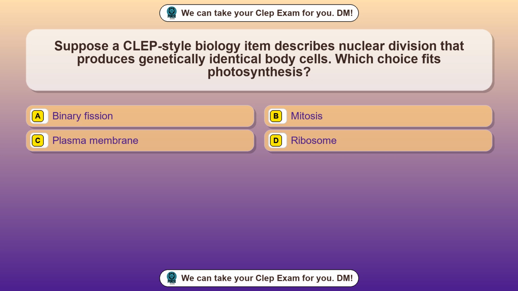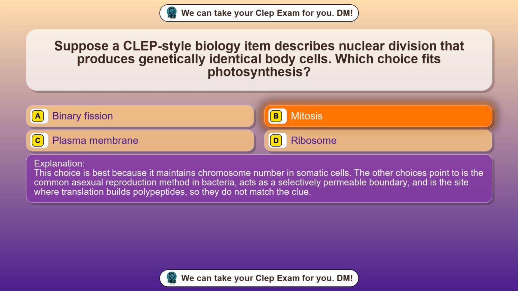Question 73. Suppose a CLEP-style biology item describes nuclear division that produces genetically identical body cells. Which choice fits photosynthesis? Option A, binary fission. Option B, mitosis. Option C, plasma membrane. Option D, ribosome. The correct answer is option B, mitosis.